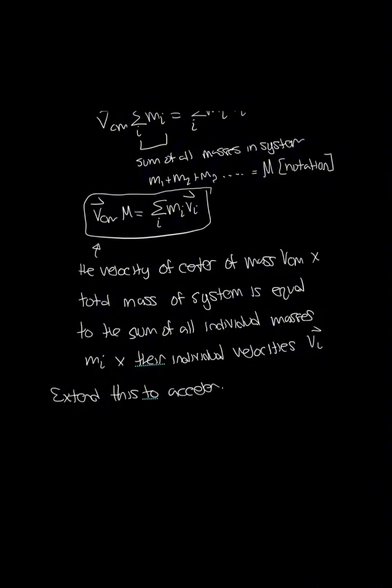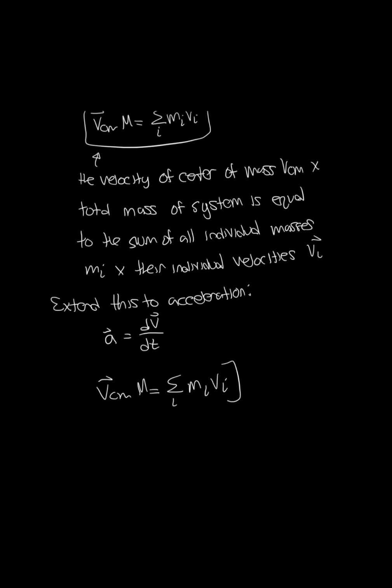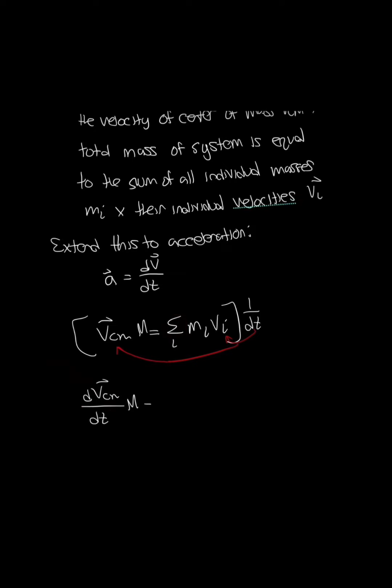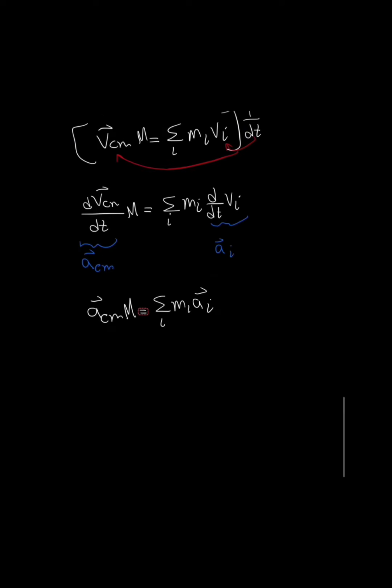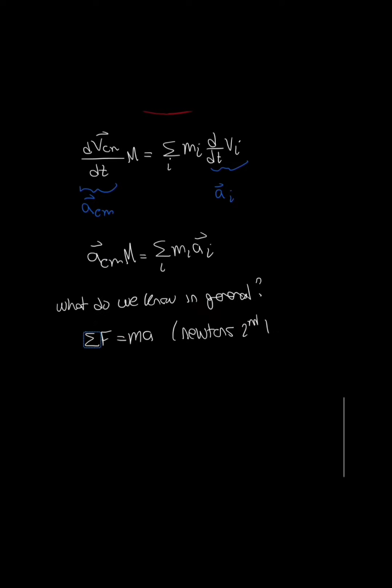So we can extend this to acceleration. We know that acceleration is equal to change in velocity over change in time. So if we apply the same steps, we can substitute the acceleration for the change in velocity over change in time, and we get this expression here. So this just means that the acceleration of the system can be represented by the acceleration of the center of mass. So we know in general that the summation of force is equal to mass times acceleration. This is Newton's second law.